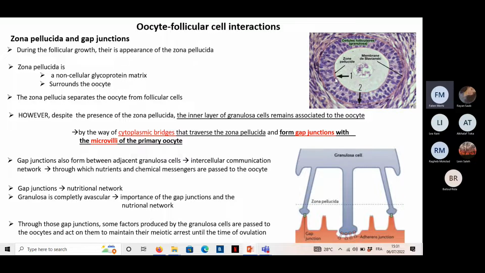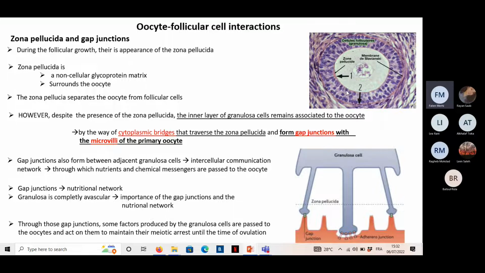Those cytoplasmic extensions will extend through the Zona Pellucida, this is the Zona Pellucida, to reach the oocyte, where they are connected by gap junctions to the microvilli of the oocyte. Okay, so we have gap junctions that allow the exchange of nutrients and of factors between the granulosa cells and the oocyte. And also due to those connections, as we are going to see, the granulosa cells will control the meiosis arrest in the oocyte.